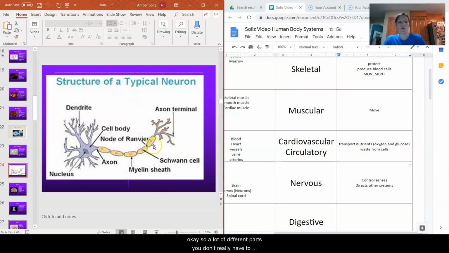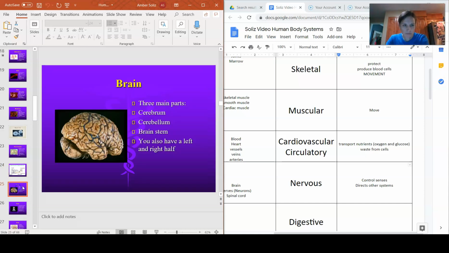Okay. So it's got a lot of different parts. You don't really have to memorize them, but there's the nucleus because every cell in your body has a nucleus except for the mature red blood cell. And then the myelin sheath is actually kind of like insulation, almost like a wire. Very good. So there's a picture of your brain.